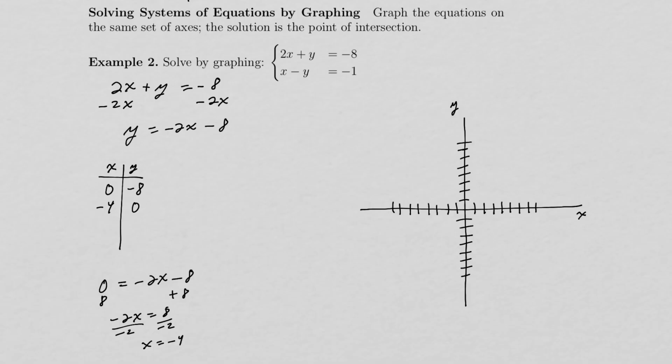Do the same thing with the second equation. So here I have x minus y is equal to negative 1. So I'm going to solve this for y. So I have negative y equals negative x minus 1. Then when I divide by negative 1, this is going to be y is equal to x plus 1. Right? It'll be negative x over negative 1, which is positive x, plus negative 1 over negative 1, which is positive 1.